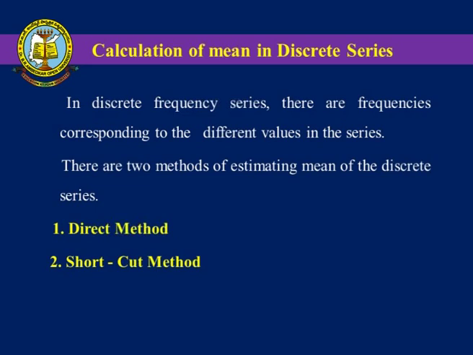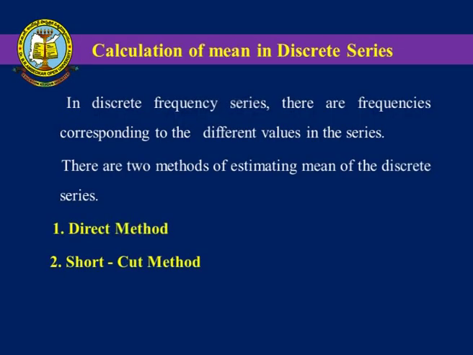Okay, with the example problem, you have already identified the difference between both cases. Now, calculation of mean in discrete series. In a discrete frequency series, there are frequencies corresponding to different values in the series. There are two methods of estimating the mean of a discrete series: one is the direct method, the second one is the shortcut method. First, how to estimate the arithmetic mean using the direct method.